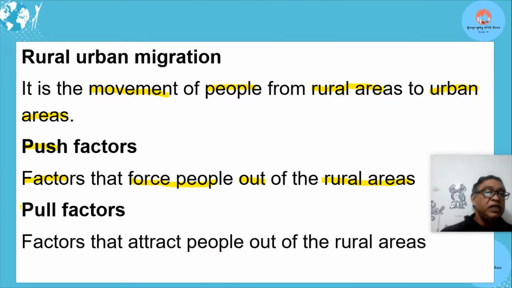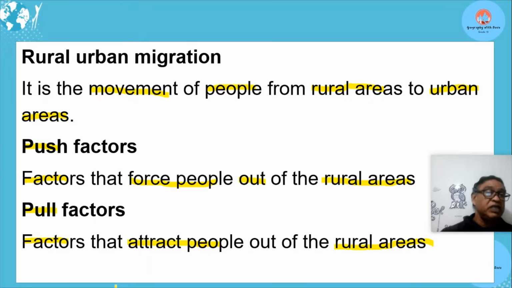All right. Then the pull factor. These are factors that attract people out of the rural areas. What's good in the urban areas that they want to go for? So push, they're not happy with the rural area, they are forced to move. Pull, what's good about the urban area that attracts them out of the rural area.